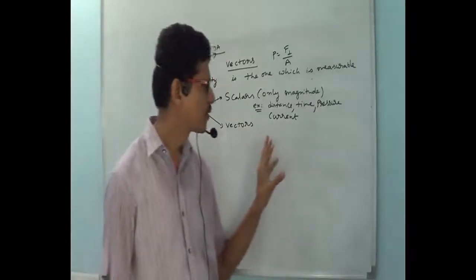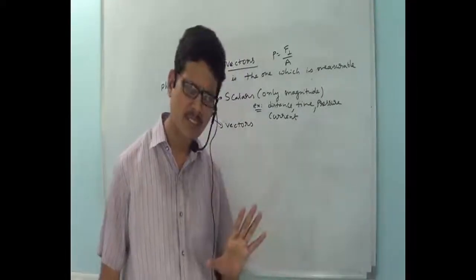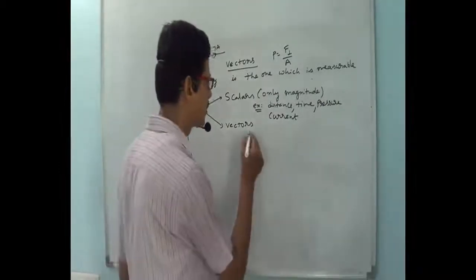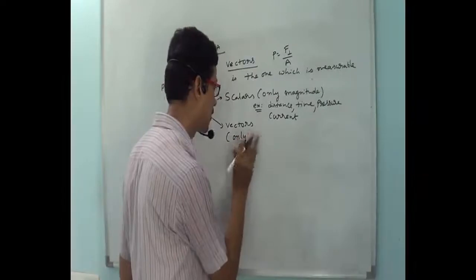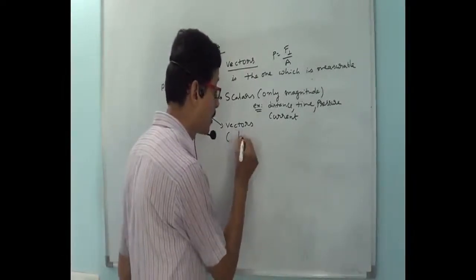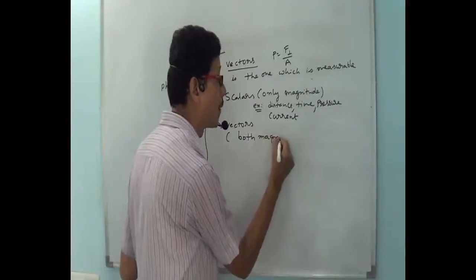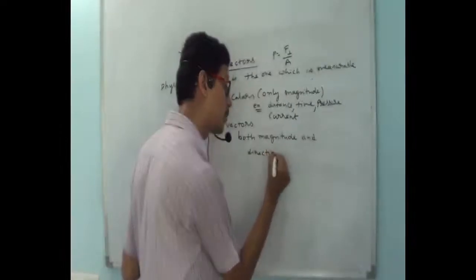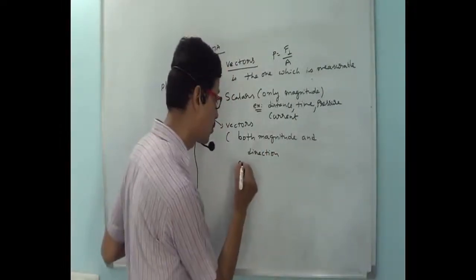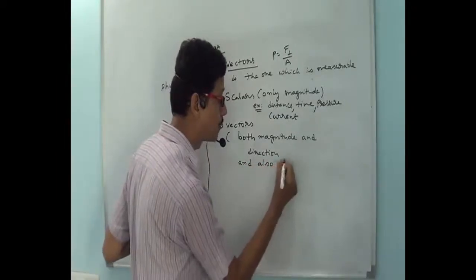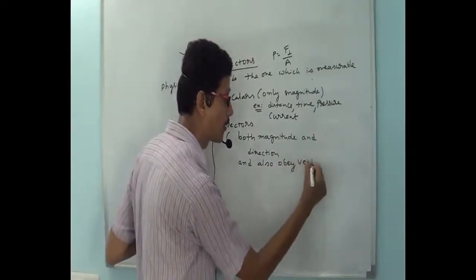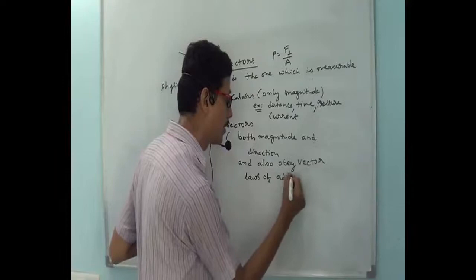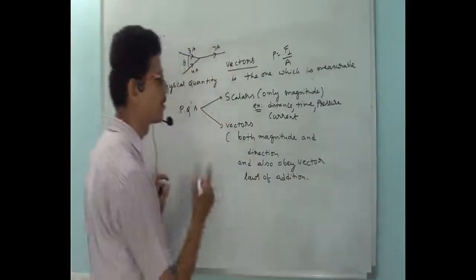So what are vectors? Even current is a scalar. Even though it is having direction, it is a scalar because it is not obeying the parallelogram law of vectors. So vectors have both magnitude and direction. What is the other thing it has to obey? It has to obey vector laws of addition. Okay, note down this.